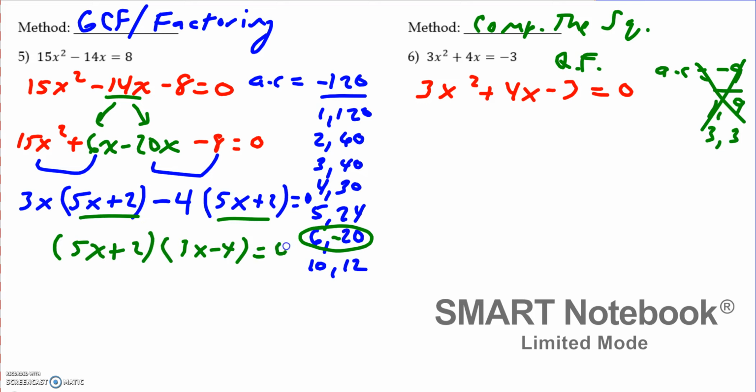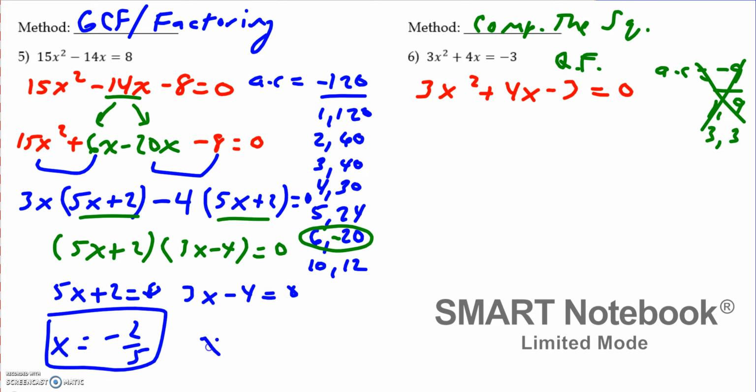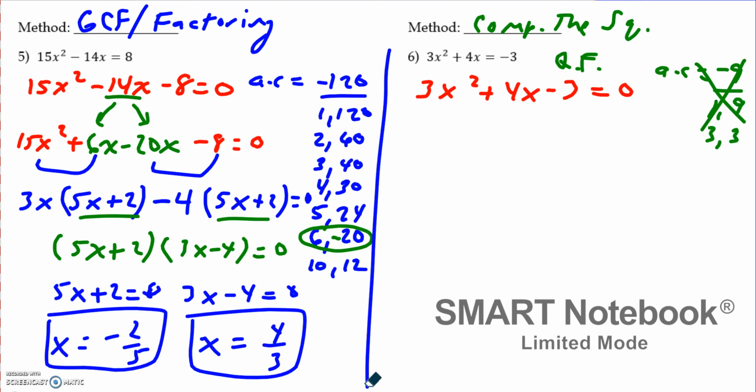So at this point, if I set both of these parentheses equal to 0, 5x plus 2 equals 0, my answer here would be negative 2/5. 3x minus 4 equals 0, my answer here would be a positive 4/3. Now, if you wanted to, you could have used the quadratic formula again. The reason I chose not to in the video is to remind you that both of these are options.